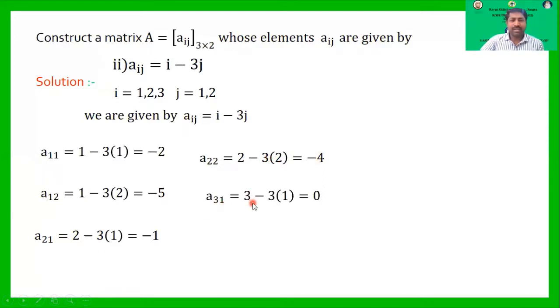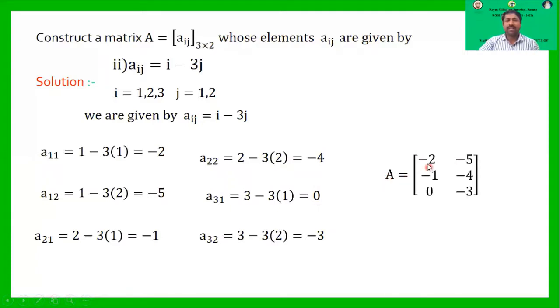A31: 3 minus 3 is 0. And A32: 3 minus 3 into 2, 3 minus 6, minus 3. So we have got all the 6 elements by using this formula. So this is the matrix A, with first row minus 2, minus 5, second row minus 1, minus 4, and third row 0, minus 3. So this is the matrix.